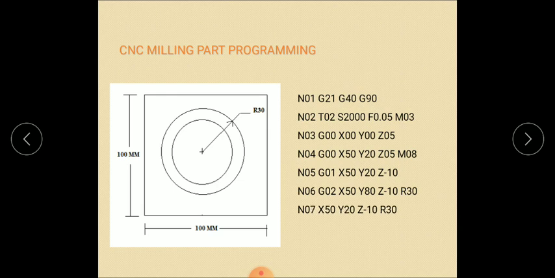Next, X50, Y20, Z minus 10, R30. Here this is the x-axis. Then again it goes back along the y-axis, that is 20 mm, then Z minus 10, then R30. Then M05, here M05 represents the miscellaneous functions, nothing but the coolant off. Then M09 is nothing but the spindle stop. Then M09 is the program stop. So this is a simple exercise regarding CNC part programming, where circular pocketing is done.